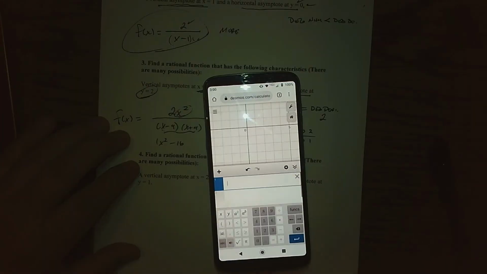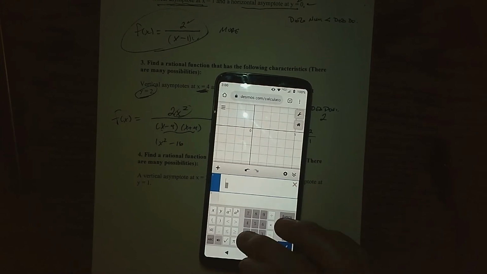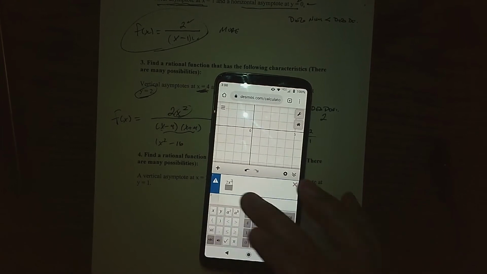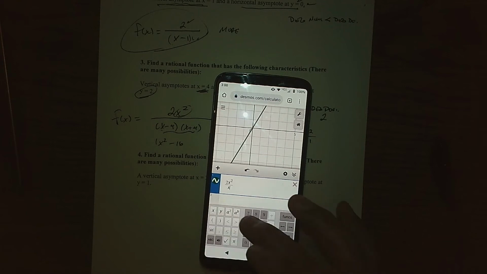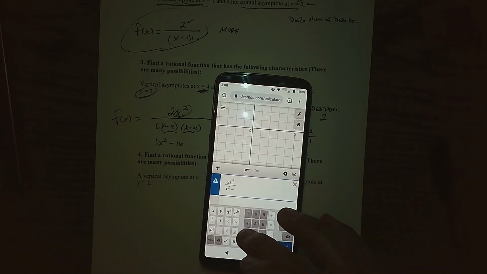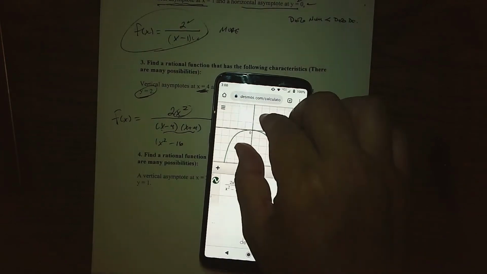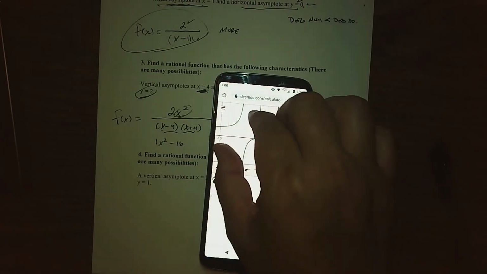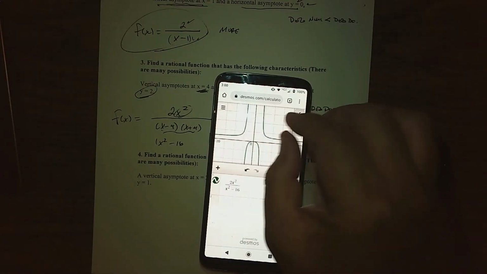So I'll go to my technology. In the upstairs, I put 2x squared. On the downstairs, I have x squared minus 16. And so let me zoom out a little bit. And so we can see that this function has what I want.